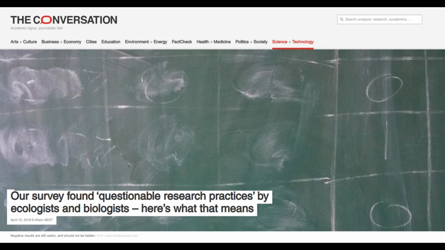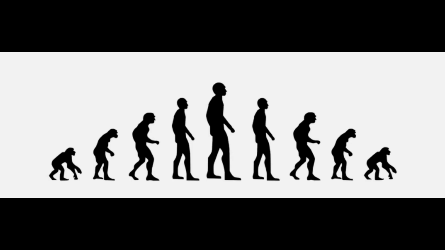51% had reported an unexpected and significant finding as though it had been hypothesized from the start. This is known as hypothesizing after results are known. This leads to a problem in the opposite direction: funding.